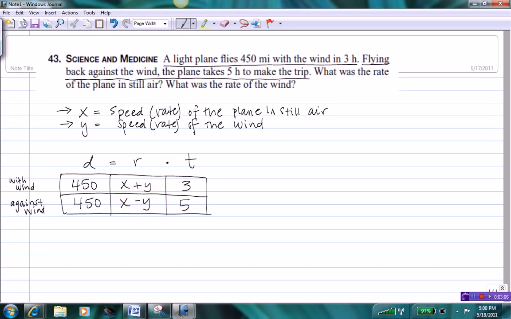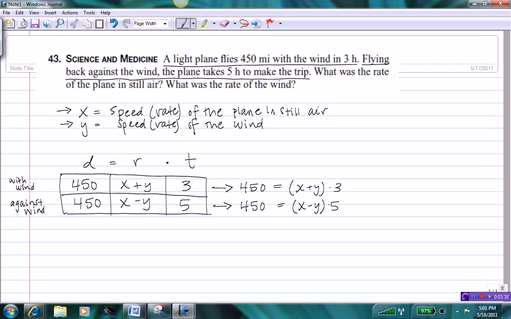Now that we've completed the table, we actually have the two equations that we need to solve this problem staring us in the face. So let me rewrite this first equation, again based on the distance formula, and it's going to be 450 equals the rate of x plus y times the time of 3. And then I'll rewrite the second equation in a similar way. 450 equals x minus y times the time of 5.